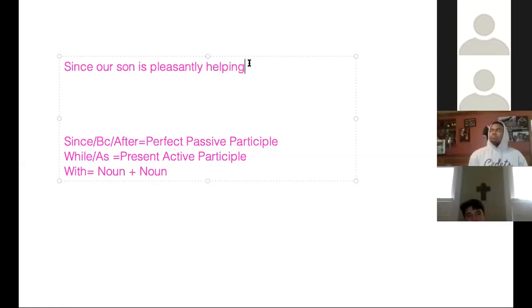Okay. All right, so when we have since our son is pleasantly helping, we're going to have a noun plus a what kind of participle? Present active. Perfect passive participle. Who keeps saying that? Miss Lonergan, the word is in the present tense, and it looks like a perfect or present. That can happen to you. This is what you're paying attention to. You have to pay attention to this for your clue.